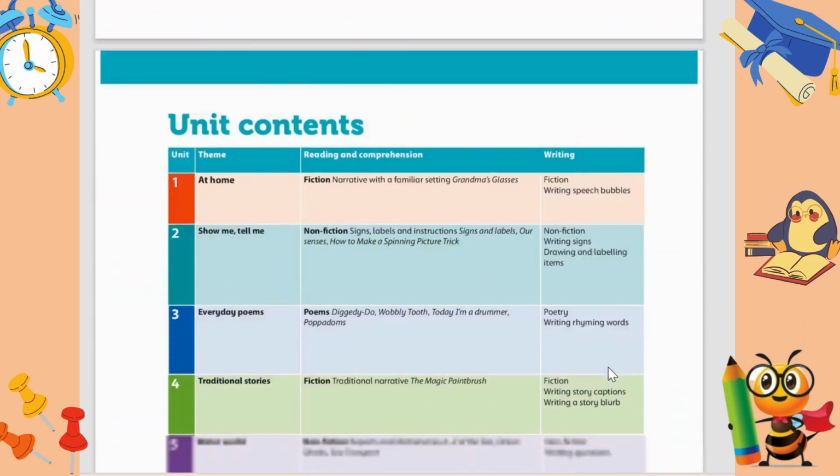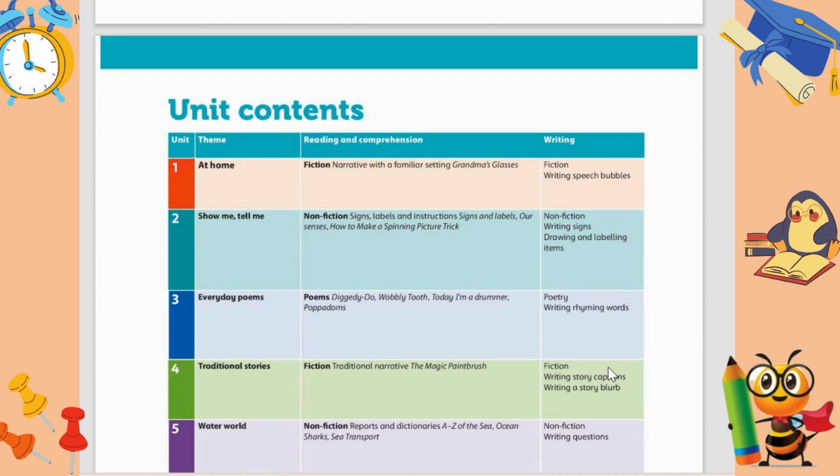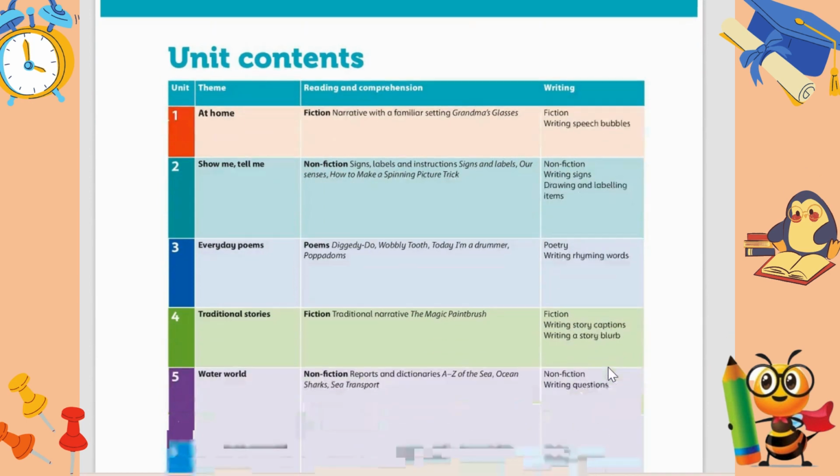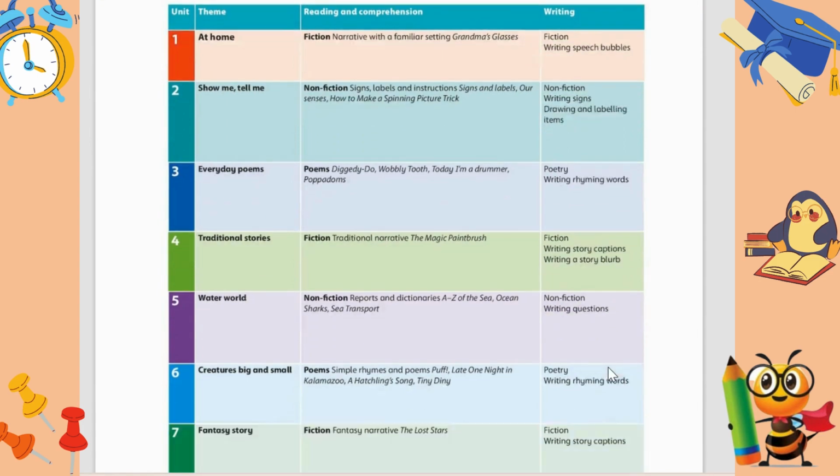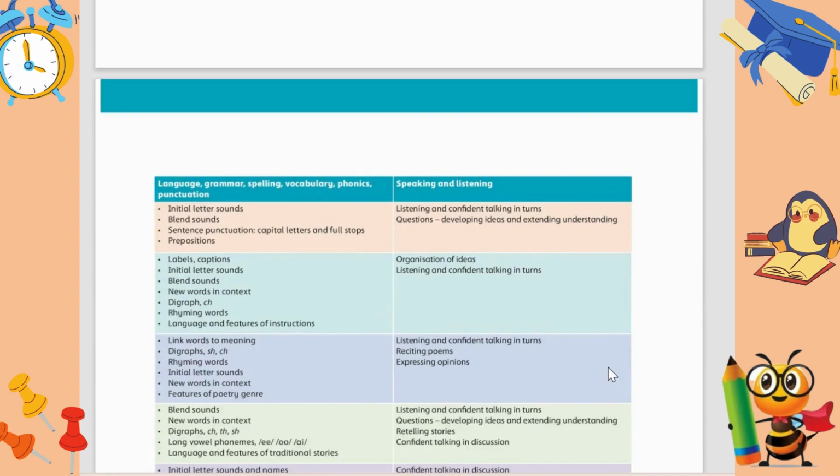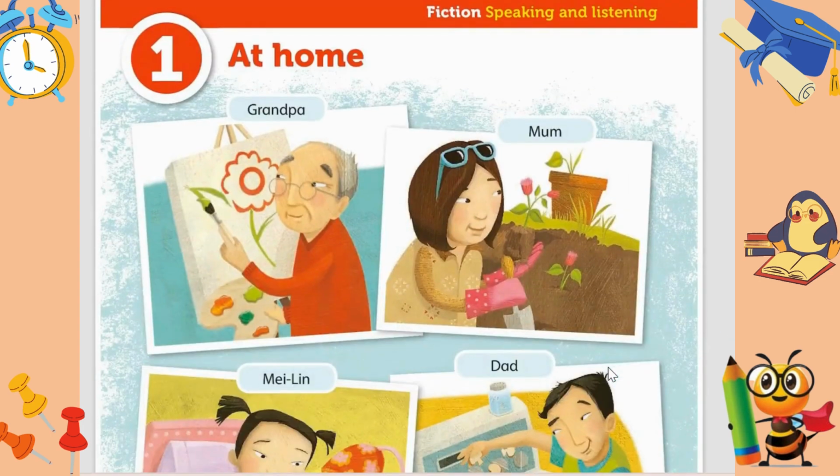Here we are at home, that is a fiction related to the narrative with the family setting with the grandma glasses. So here we are going to learn writing and speech and about the story, how to create it. So this is our topic. So let's start. In unit 1, the hour is at home, and in this home we see we have one grandpa that is doing a painting.